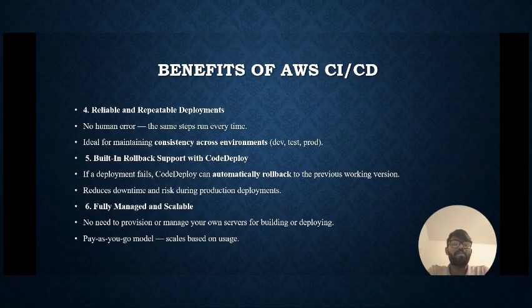Reliable and repeatable deployments. No human error, the same steps run every time. Ideal for maintaining consistency across environments, whether the development environment, testing environment, or production environment. Built-in rollback support with CodeDeploy. If a deployment fails, CodeDeploy can automatically roll back to the previous working version. This reduces downtime risk and production risk during failed deployments.